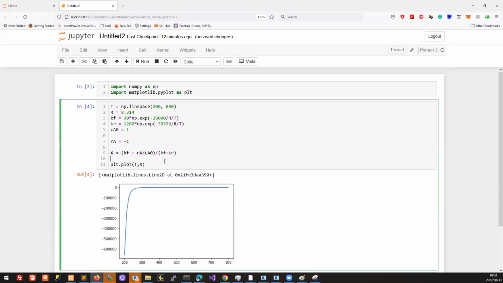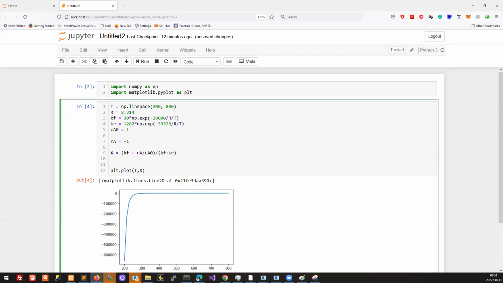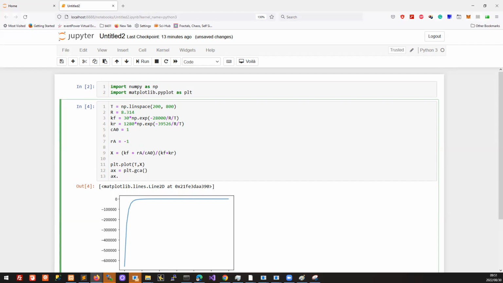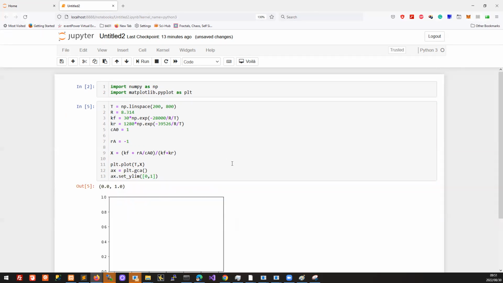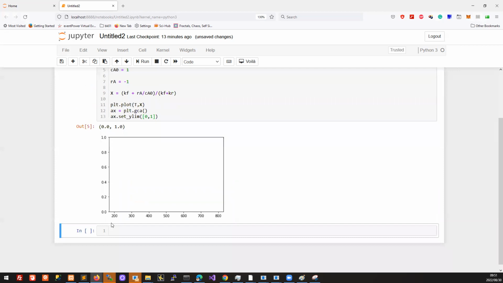So what I want to do is set some limits for my plotting. To do that, all I need to do is choose the axis. So we can say axis equals plt.gca(), get current axes, and then set our limits. So set y limits between 0 and 1. Okay. And when we do that, we get nothing.